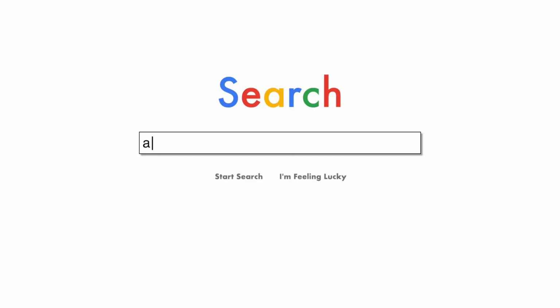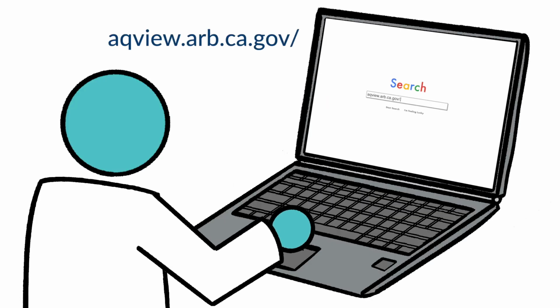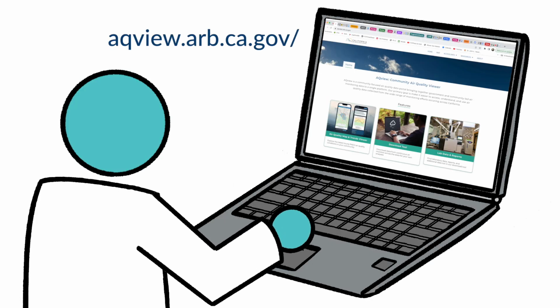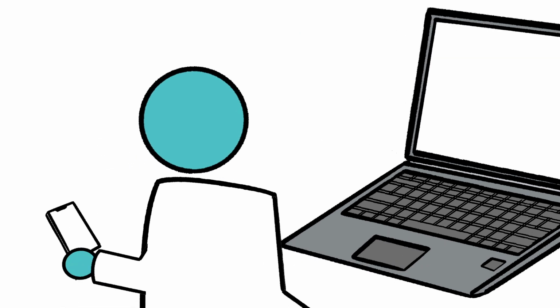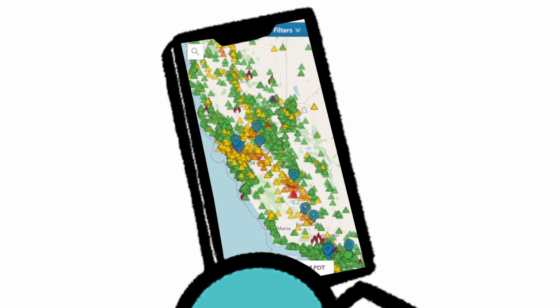CARB also developed and maintains AQView, a community-focused data portal to house community air quality data. CARB provides community air monitoring data to help inform daily activities, understand monitoring technologies, develop CAMPs, and assist communities with their own monitoring projects.